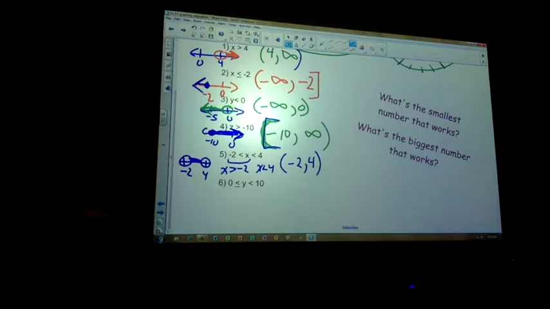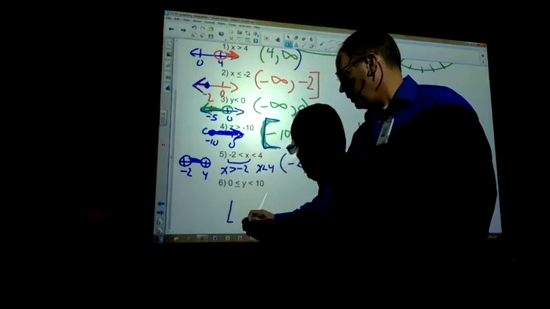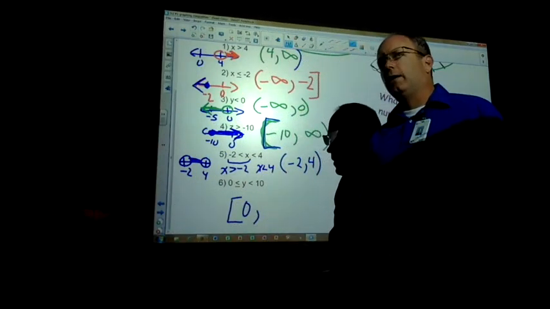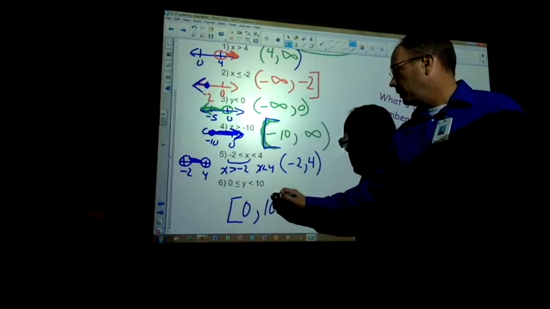Number 6. Where am I starting? 0. Where am I going? 10. Am I including 0? Yes, square bracket. Am I including 10? No, round bracket. Done.